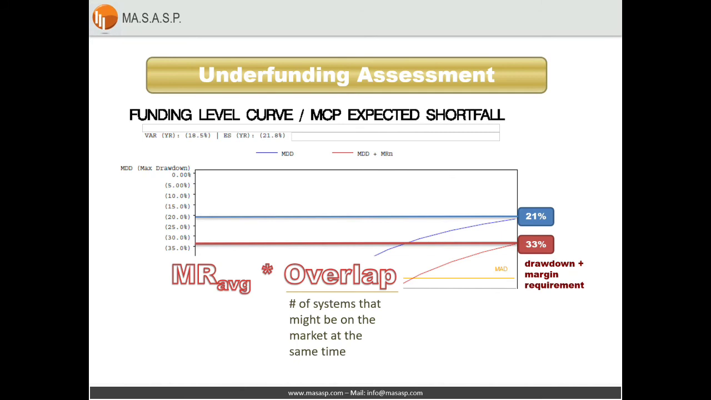Remind what the overlap is. The number of systems that might be on the market at the same time. If the average contract has a margin requirement of 4% and the maximum number of contracts negotiated at the same time is 3, then the overall margin requirement is 12%. 12% added to the expected shortfall of 21% is 33% as a result.